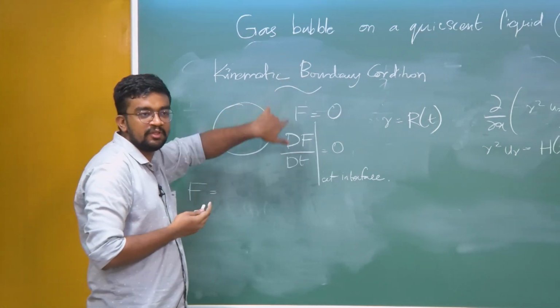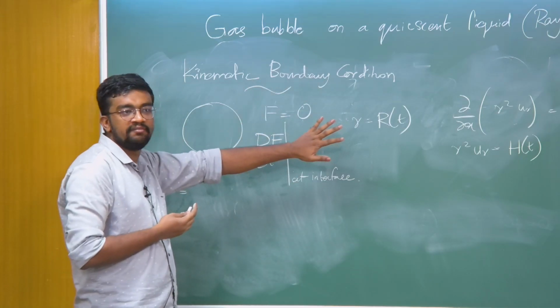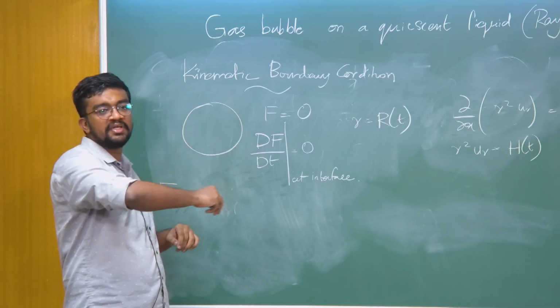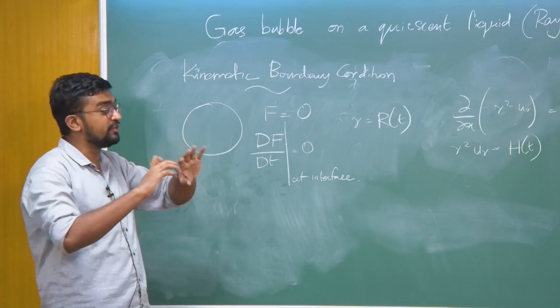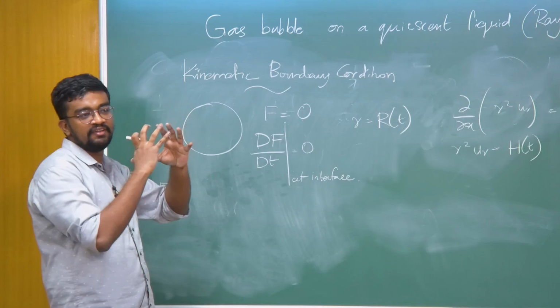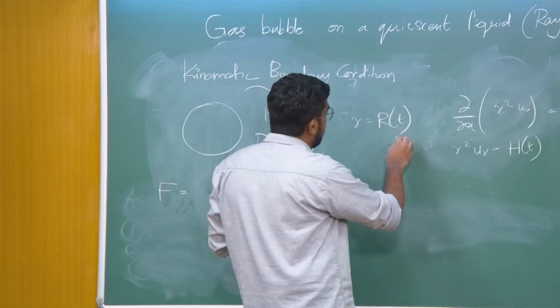The interface or the bubble surface is given by capital R of time. We do not have any theta or phi variation. The bubble does not deform in theta, phi, etc. The bubble is stationary, the bubble is always a circle. It will have concentric motion if you look with respect to time. So, this is our equation.